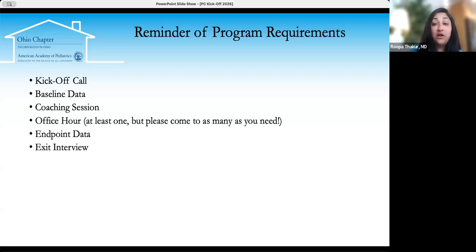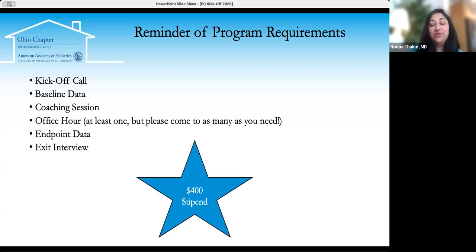You will attend at least one office hour, but please know that you're welcome to attend them all if you want to. Upon program completion, you'll submit your endpoint data and conduct an exit interview with our team. And when you do those few things, you'll earn a $400 stipend for your practice to put toward improving care for your patients in any way that you see fit.